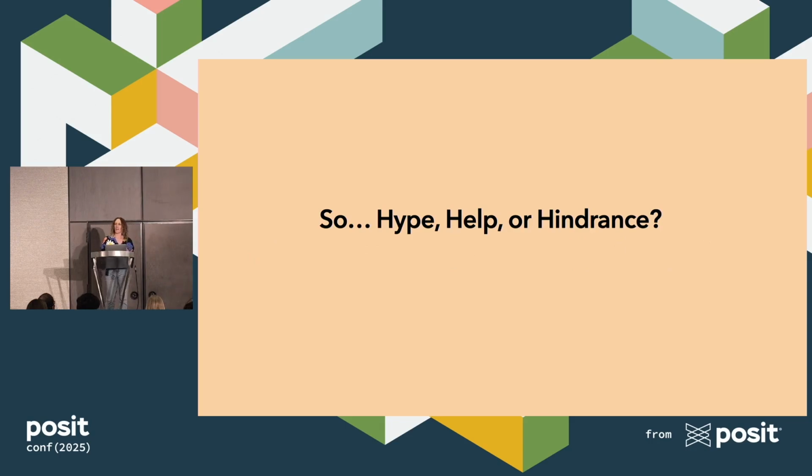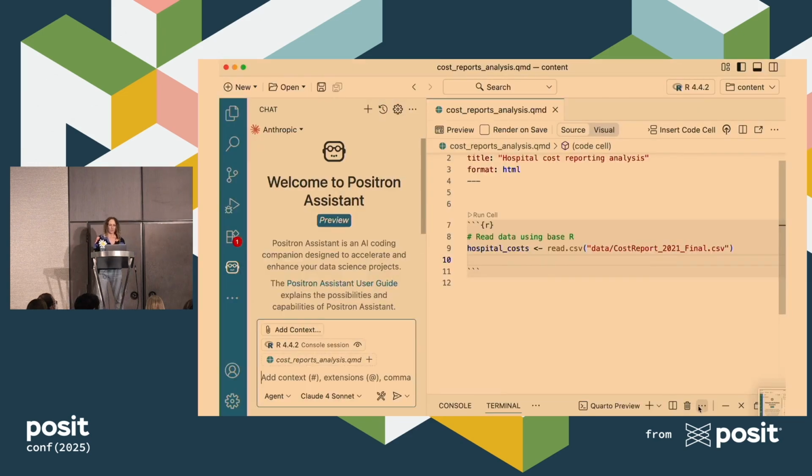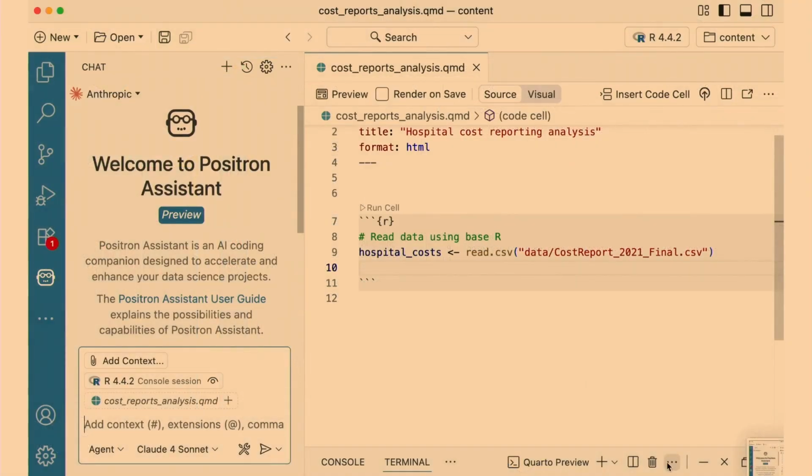So, are these AI coding assistants hype, help, or hindrance? Let's start with hype. Here I am in Positron. On the right-hand side, I have just a simple Quarto document open, and on the left-hand side, I have my Positron Assistant window. What I'm going to show you is a thoroughly irresponsible example of how I do not recommend you use these tools, but it should give you a sense of what these tools are capable of right now.